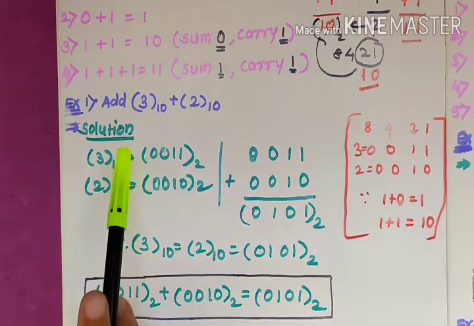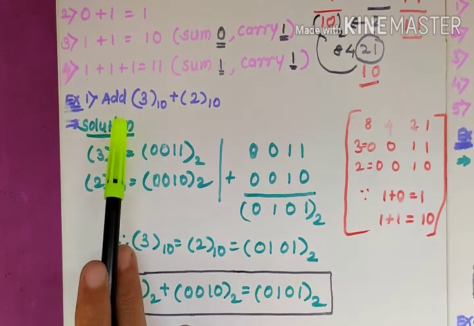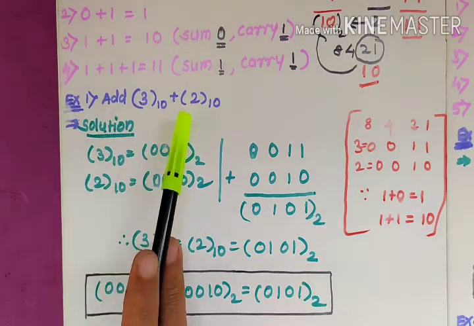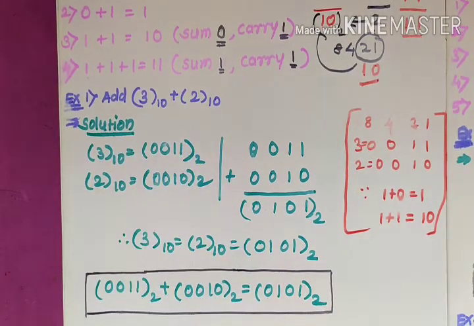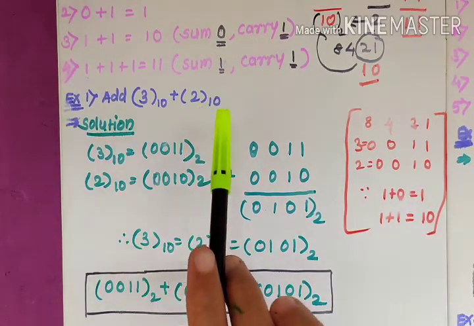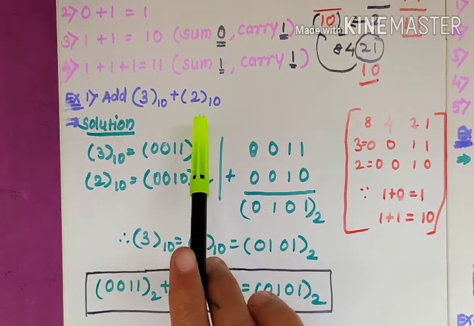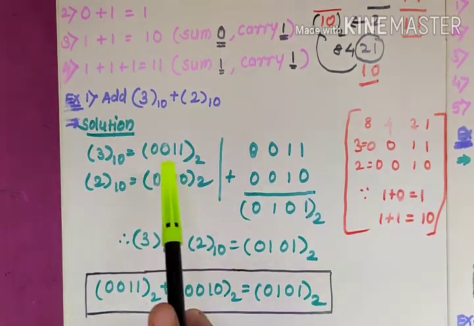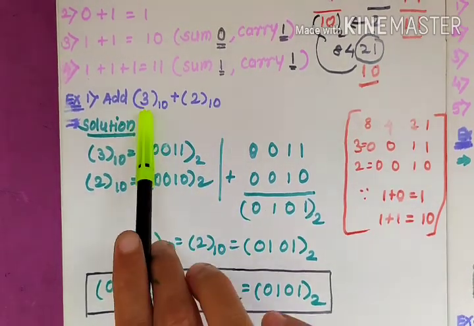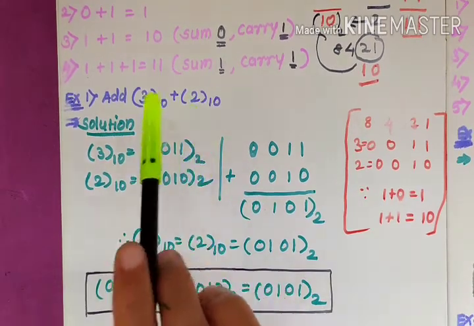In this example, we are given a sum: add 3 decimal to 2 decimal. We know that 3 decimal plus 2 decimal is equal to 5 decimal. But we have to convert this 3 into binary and 2 into binary, then we have to add.